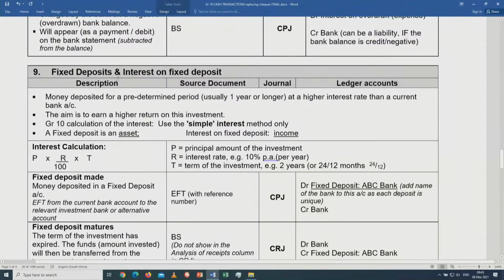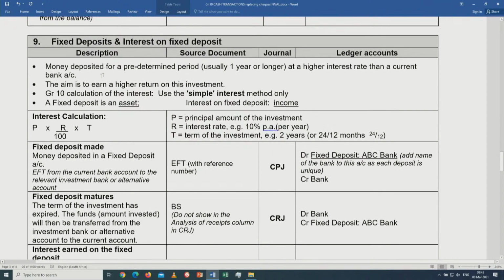Fixed deposit and interest on fixed deposit. Money is deposited for a predetermined period, usually 1 year or longer, at a higher interest rate than a current bank account. The aim is to earn a higher return on this investment. So in grade 10, for calculation of interest, we use the simple interest method. A fixed deposit is an asset, so interest on fixed deposit is an income. We don't go for compound interest or any other interest. We are using simple interest in grade 10.